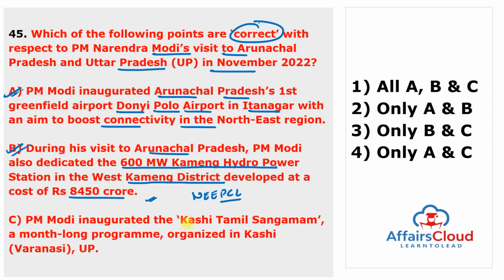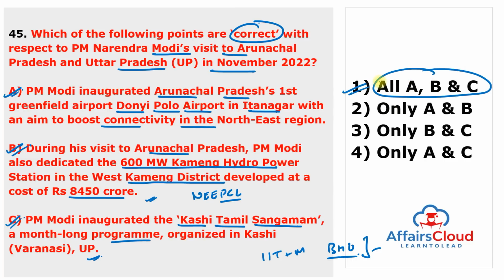Prime Minister Narendra Modi also inaugurated the Kashi Tamil Sangamam, a month-long program organized by Kashi, Varanasi, UP, and IIT Madras and Banaras Hindu University in Varanasi, Uttar Pradesh are the implementing agency for this program. This statement is also true. So, all the statements are correct. Answer of this question is 1.